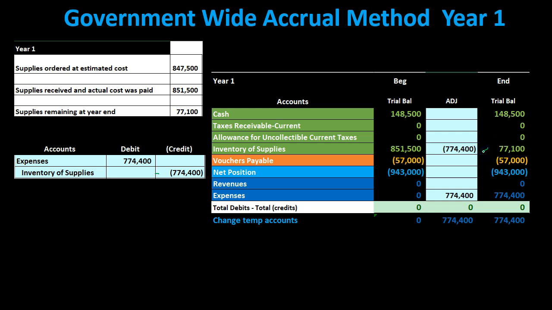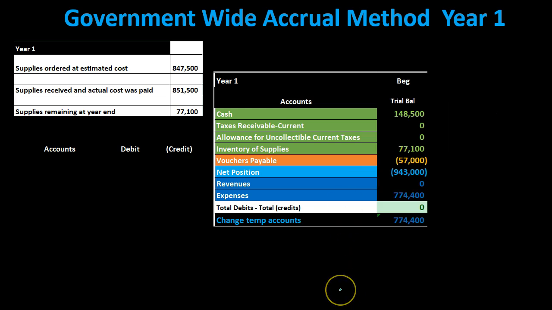Note what's not happening here. We're not having any kind of funny business going on with what would be the equity section, the net position section. We're not trying to say this is assigned, this is unassigned, this is non-spendable, kind of things like that within the equity section, because we're in the government-wide accrual type of accounting.